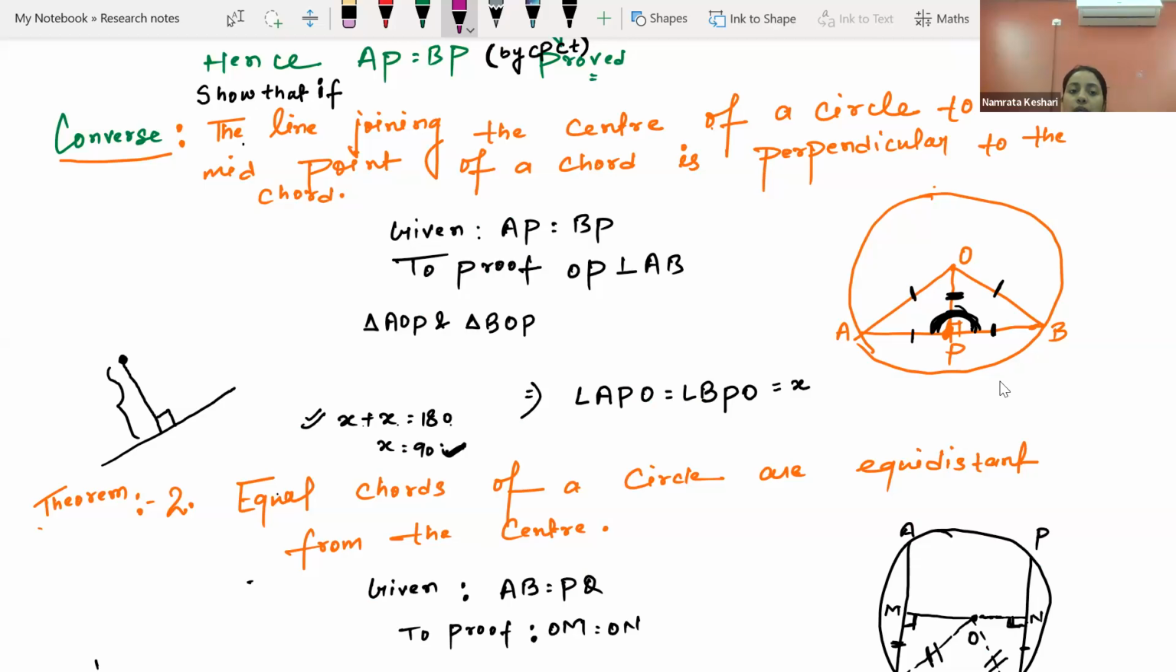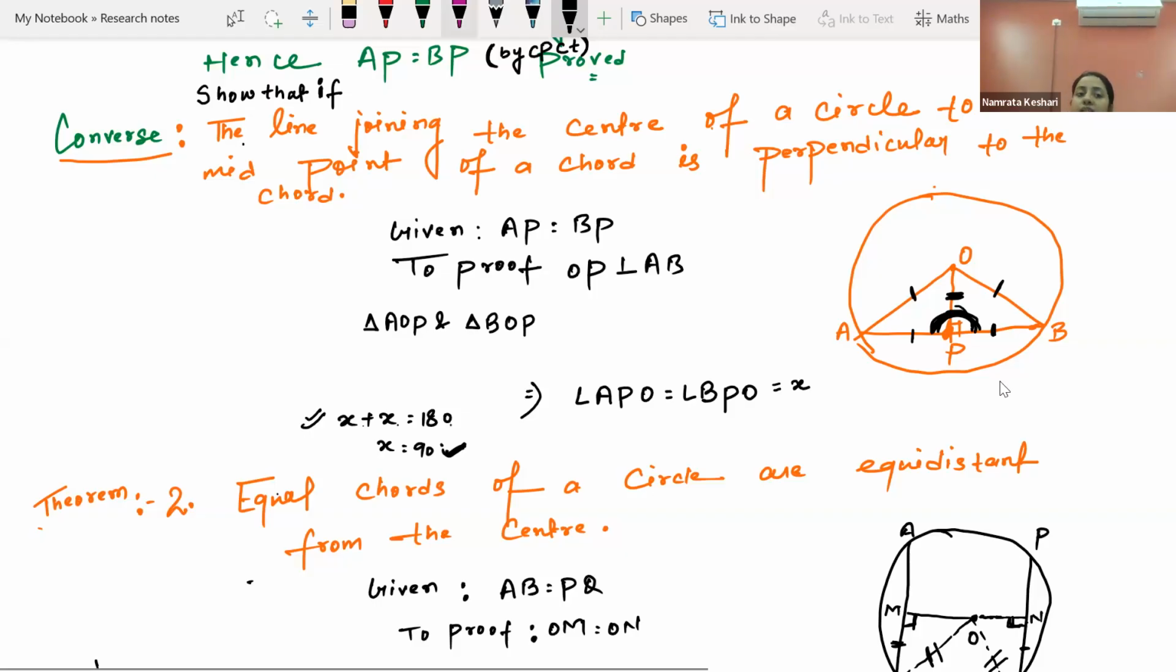Okay, the converse says that this time, last time what we were doing was dropping a perpendicular on any random chord. Inside the circle you can draw infinitely many chords. Any random chord you are taking, and on that chord you are dropping the perpendicular, and then we were proving that that perpendicular is bisecting our chord.